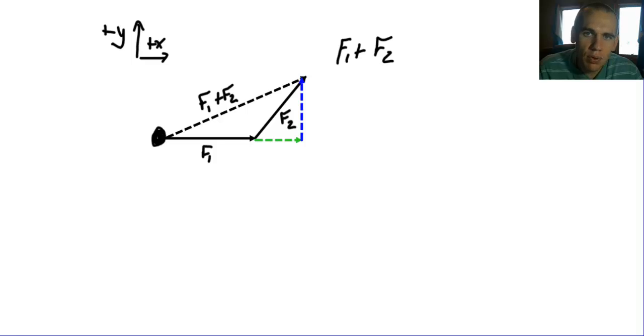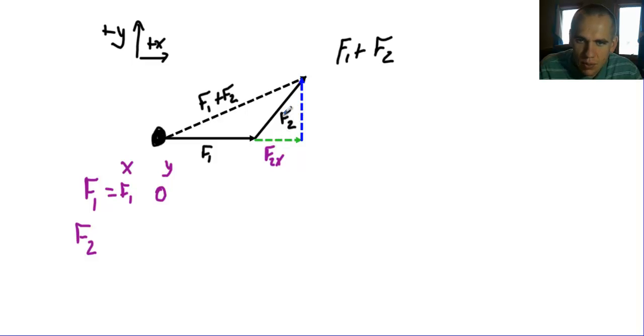Because F1 is pulling only in the x direction, I want to look at the components of F1 in the x. The component of F1 in x is F1. The component of F1 in y is 0. Okay? Well, F2, the component of F2 in x is this green section of the line. I'm going to call this F2x.